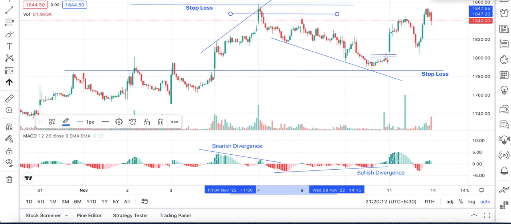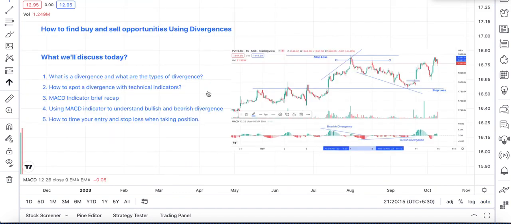So that's it for now from our side on using the MACD indicator to find divergences to spot buying and selling opportunities in the stock market.